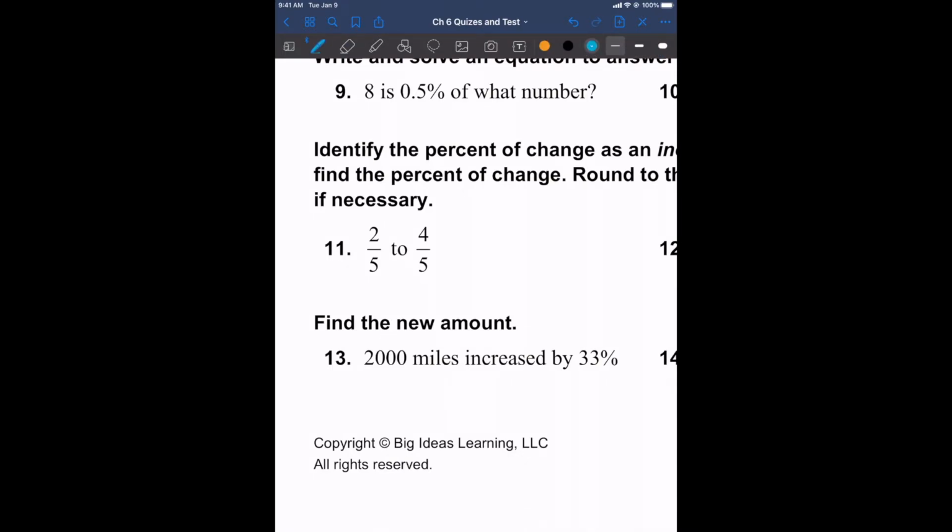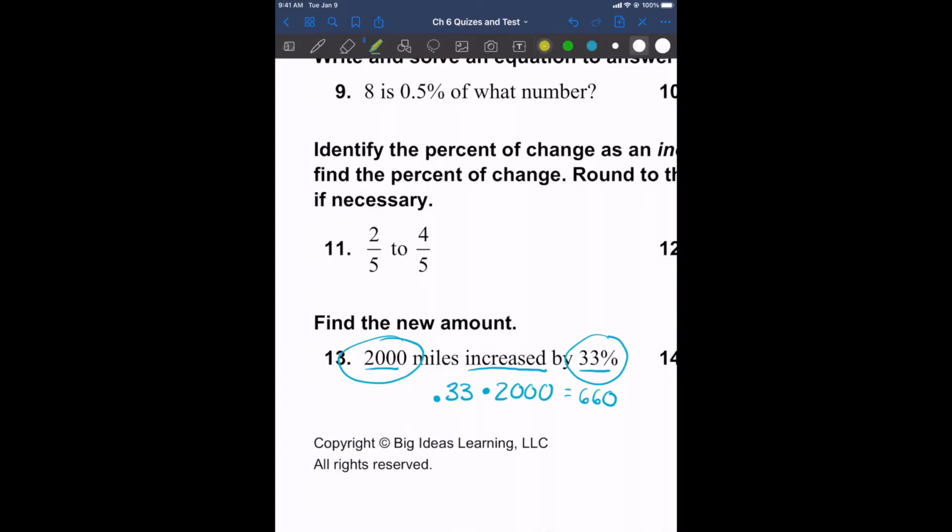Okay, so if I have 2,000 miles and it increased by 33%, I need to say, what is 33% of 2,000 miles? Okay, 33%, change it to a decimal, of means times 2,000. Okay, 0.33 times 2,000 is 660. Now be careful, that's not my final answer.